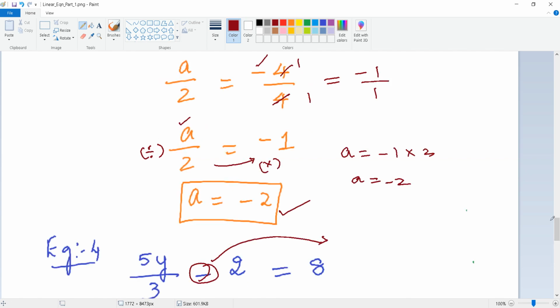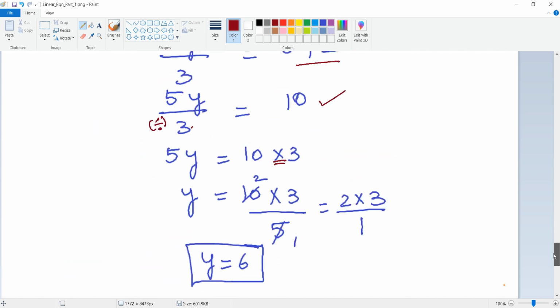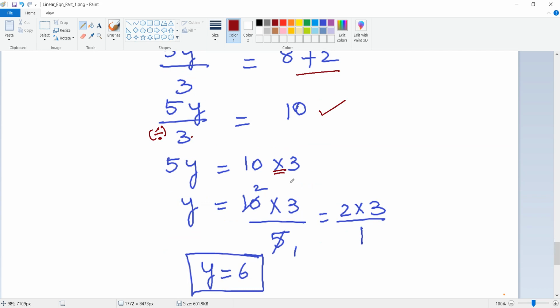Now I will avoid multiplying this, because I will see if it gets simplified. If you do 10 into 3 as 30, it will give you an answer, but you avoid doing it. Do all the multiplication at the end. Now you have y is equal to 10 into 3. The 5 has to come down because it's multiplied over here, so when it comes to the other side, it becomes division. So 10 into 3 divided by 5. Now you see 5 and 10 can be simplified. 5 2s are 10, so you get 2 into 3 by 1. That gives you 6.